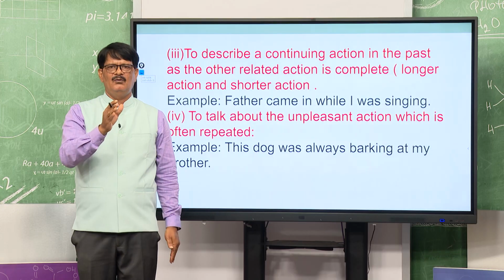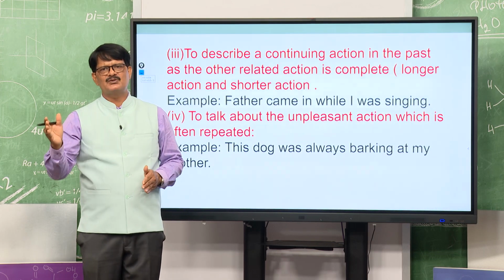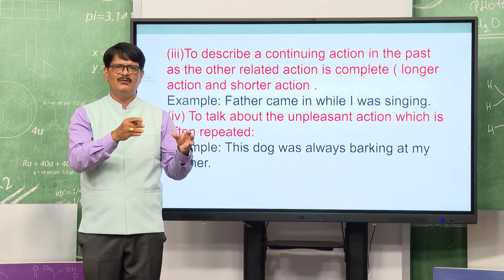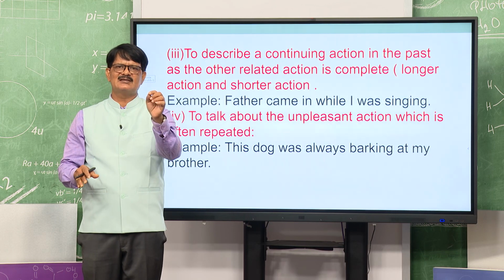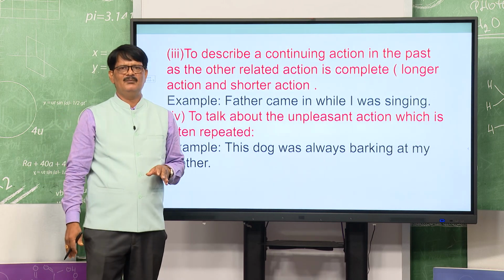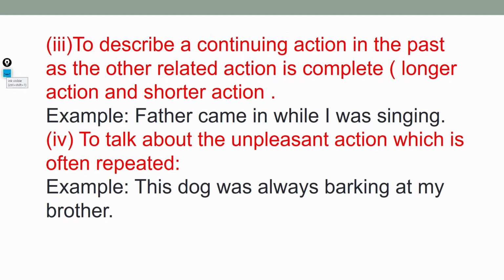You see two things there, one is your past simple, another is your past progressive or continuous. While I was singing, father came in. Okay. Two actions there, one is a longer action, another is a shorter action. That means to describe a continued action in the past, another action happened. Okay. That is rule number 3. Then we will go to rule number 4, to talk about an unpleasant action which is often repeated in the past. The dog was always barking at my brother. Okay. It is an unpleasant situation of the past, we can say.